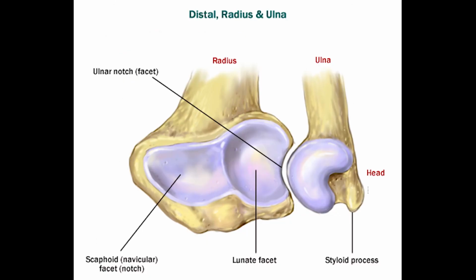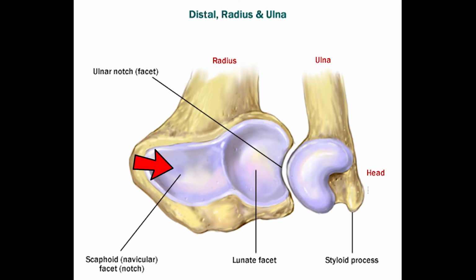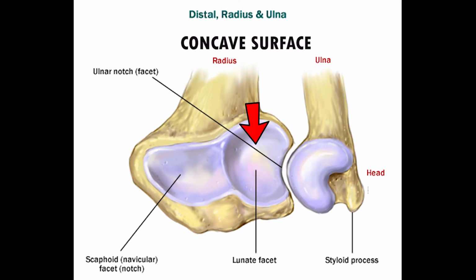The radius in the radiocarpal joint has a concave surface, and the bony landmarks of the radius are, first, the scaphoid facet, as you can see in this picture, which articulates with the scaphoid carpal bone. And the second one is the lunate facet, which articulates with the lunate bone.